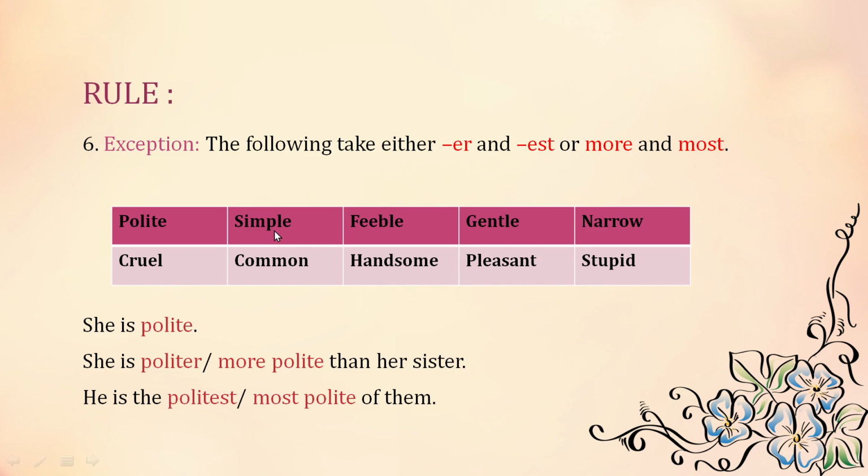Clear? The other word would be simple. She is simple. She is simpler than her sister. He is the simplest of them. And the other way, she is simple. She is more simple than her sister. He is the most simple of them. And the other words that can take both er and est or more and most are feeble, gentle, narrow, cruel, common, handsome, pleasant, stupid.